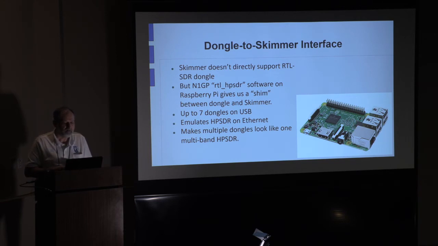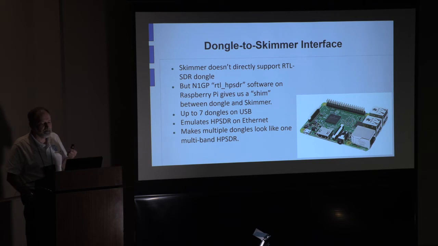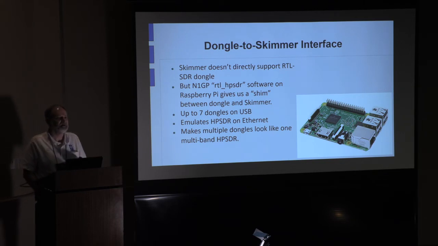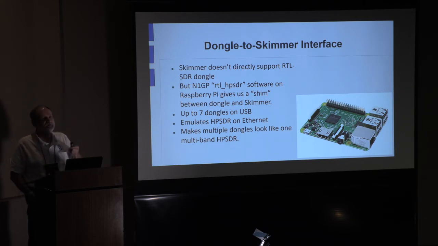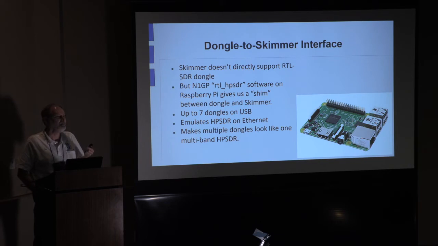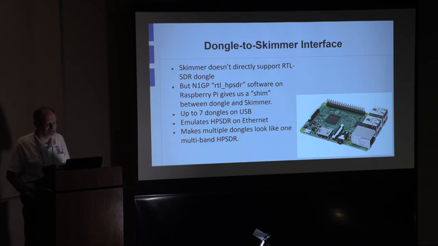So for the cost of as many dongles as you want, a Raspberry Pi and maybe a USB hub, you can put multiple VHF, UHF bands up into the Skimmer looking like a single instance, but covering 2, 220, 432, 902, 1296. The dongles are good up to 1800 megs. Above that, you'd have to have some kind of a front-end converter, but that should be doable.